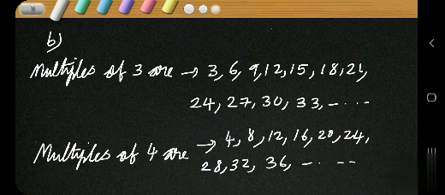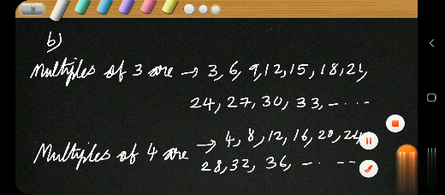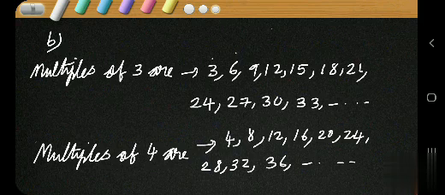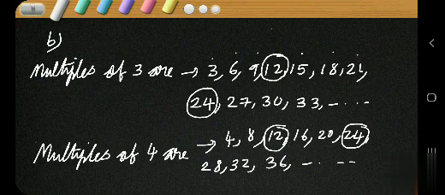Now, which are the multiples that are common to both 3 and 4? Can you find out? So, which are the multiples that are common to both 3 and 4? 3 is here but not there. 6 is here but not there. 9 is here, not there. 12 is here. 12 is down here also. 15, no. 18, no. 21, no. Yes, 24 is here. It is down also. Then 27, no. 30, no. 33, no. So, we can't find anything more.